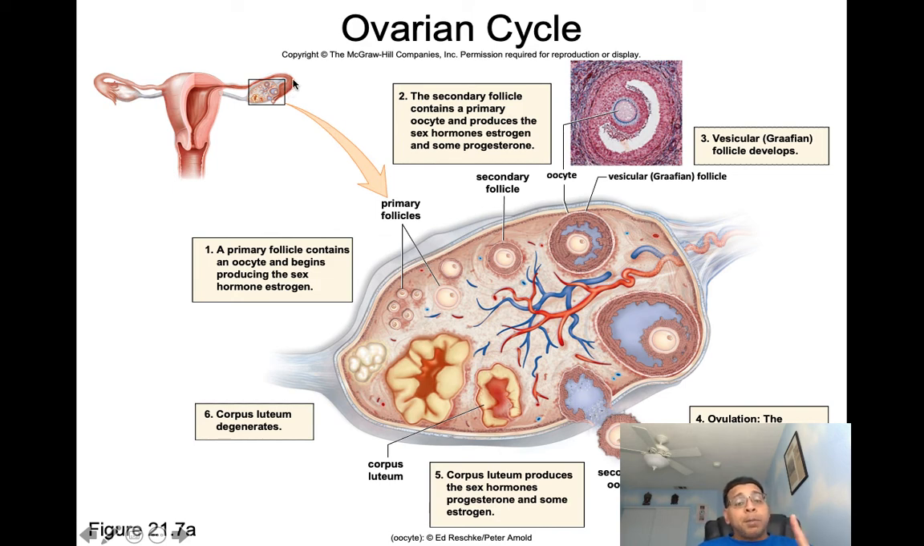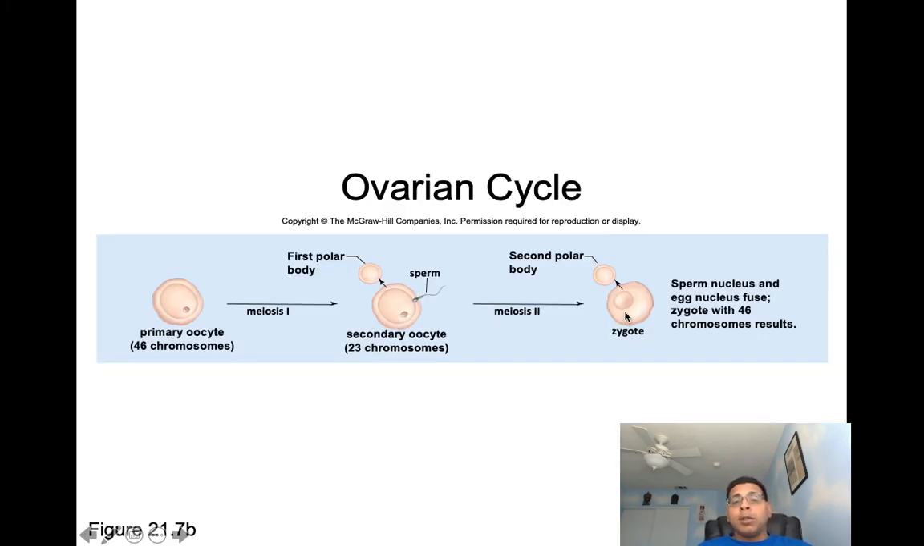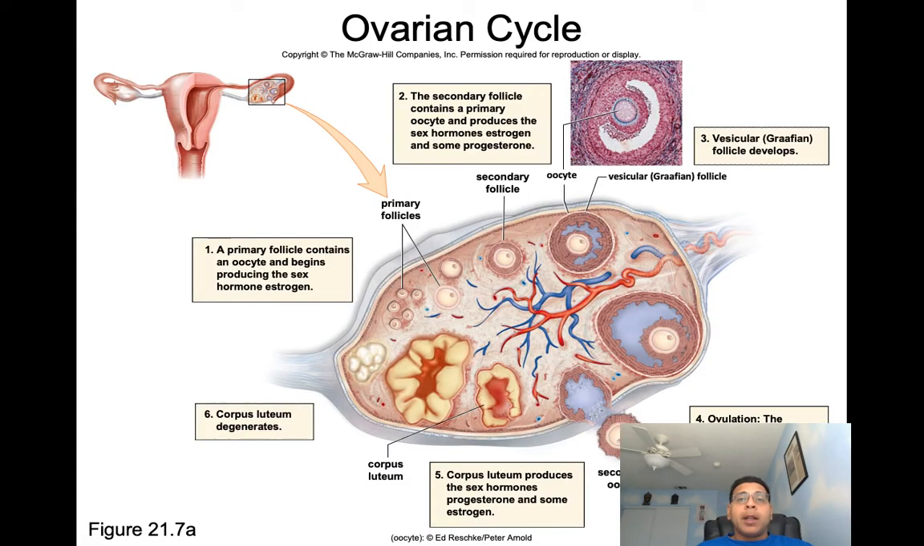Now if a sperm happens to be there and it enters, then this cell is going to complete meiosis II. So you can see here the sperm, if it comes in, if it's available, then the cell will complete meiosis II. If no sperm is present, then this egg is basically going to leave the body along with menstrual flow.